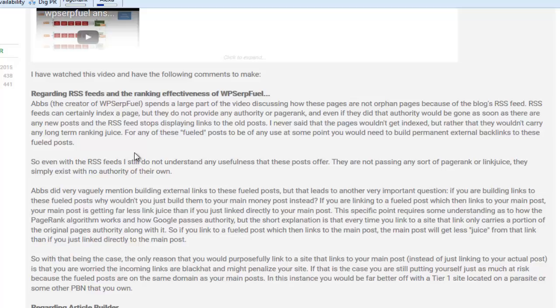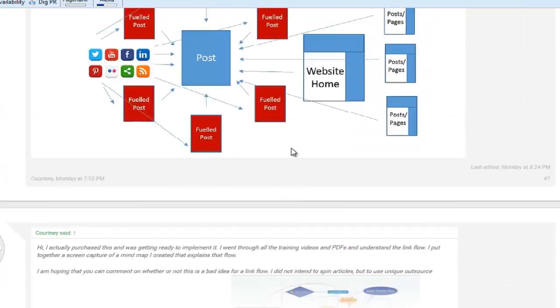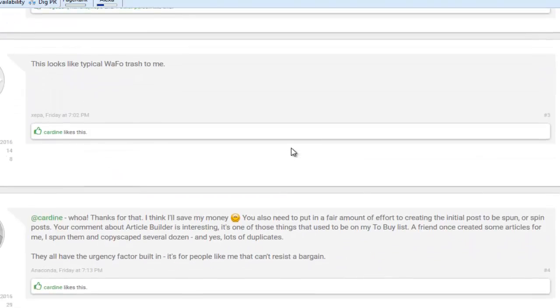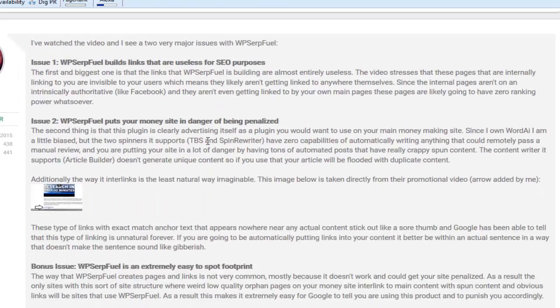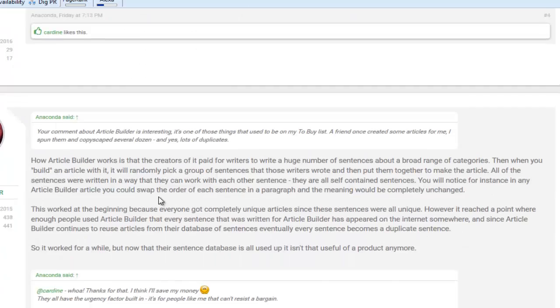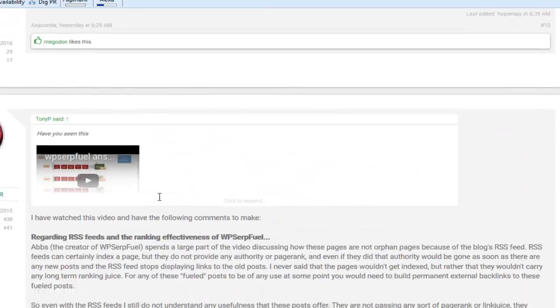Is that correct? I believe it would, because I don't believe you'd be talking about The Best Spinner or Spin Rewriter unless yours or Word AI did have the capability to automatically write something that would pass manual review. And if it does, then fair play to you.